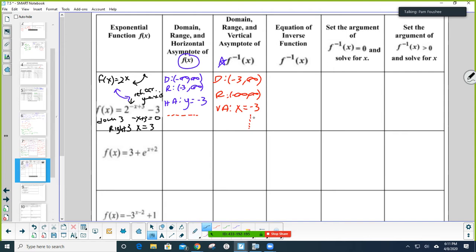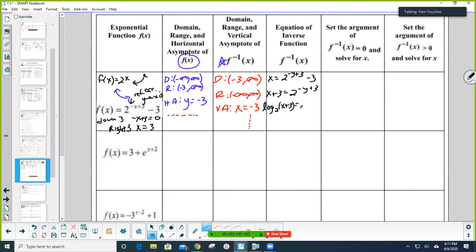Okay. If there's no questions, this piece right here is what we did yesterday. So we're going to take our original over here and we're going to switch the x and the y. X equals 2 to the negative y plus 3 minus 3. We're going to have to solve this for y. So the first thing I do is I add 3 to both sides. Because this is a 2 right here, I take both sides to log base 2.